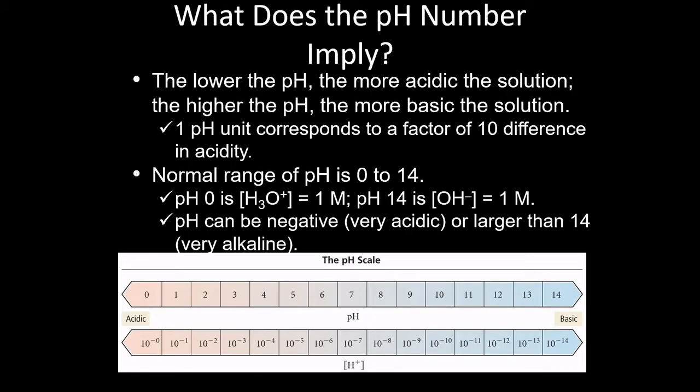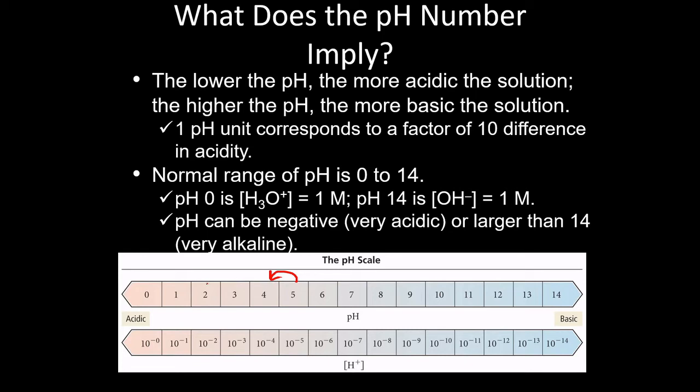Okay, and so this is kind of just reiterating what we talked about a second ago. The lower the pH, the more acidic. The higher the pH, the more basic. But a few extra things here. The pH scale, the way it works out, a single unit, so for example going from 5 to 4, corresponds to an order of magnitude difference in the concentration. So that's a factor of 10 difference in the acidity. So if you're going from a pH of 5 to a pH of 4, that's not actually a small change.